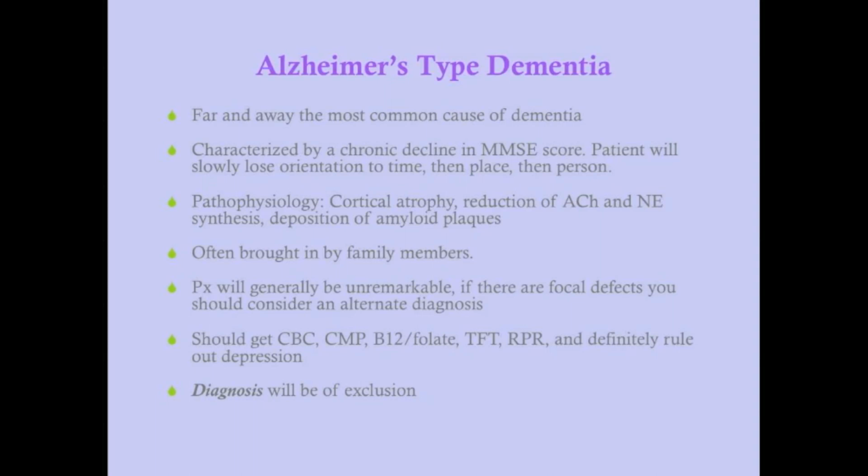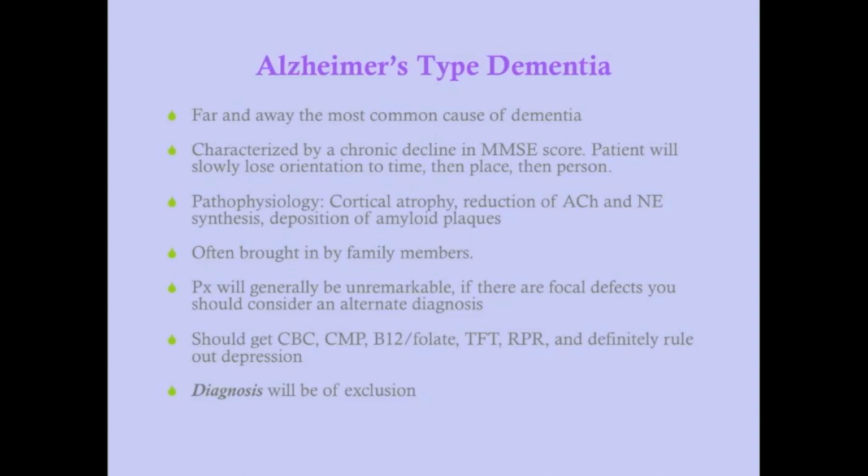The pathophysiology for Alzheimer's is cortical atrophy, a reduction in acetylcholine and norepinephrine synthesis, and a deposition of amyloid plaques. Obviously, we're not going to make any diagnosis based on those things because those are all things that you would see on necropsy. Most Alzheimer's patients are brought in by family members because, like we mentioned, any dementia patient won't see the problem with themselves. Physical will be unremarkable. If there's focal defects, you should generally consider a different diagnosis.